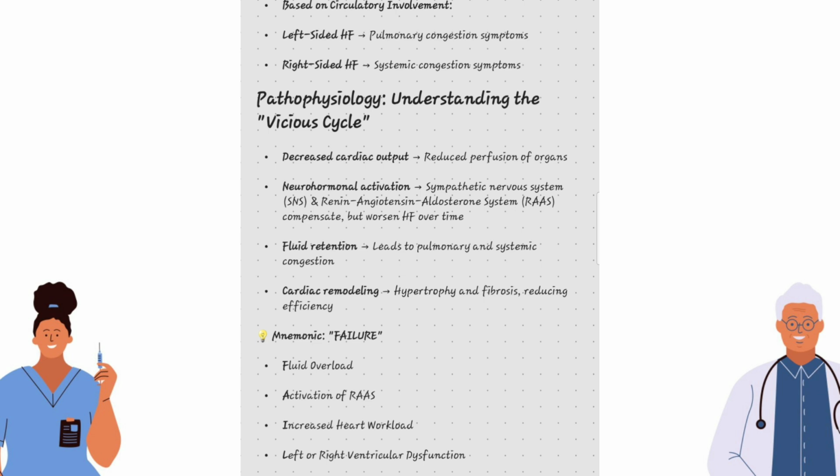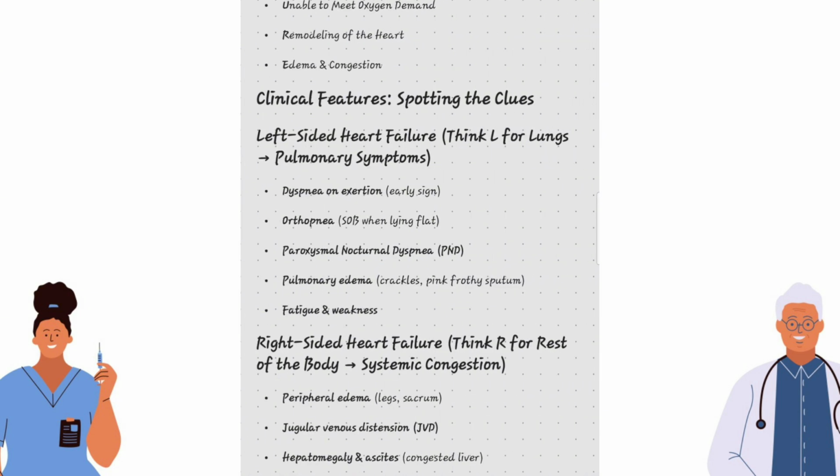Now what happens at this point is that there's going to be accumulated fluid retention. Remember the activation of sodium retention, which would cause fluid retention, which will cause pulmonary and systemic congestion, which will also cause hypertrophy. So it's just a step-by-step process: a decreased cardiac output, which will result in sympathetic nervous stimulation, which will result in hypertrophy and pulmonary congestion. Now just think of it, there's a mnemonic for it. Like I said, failure, fluid overload, to activation of RAS, to increased heart workload, to dysfunction, which will now cause inability to meet oxygen demand, and then remodeling of the heart.